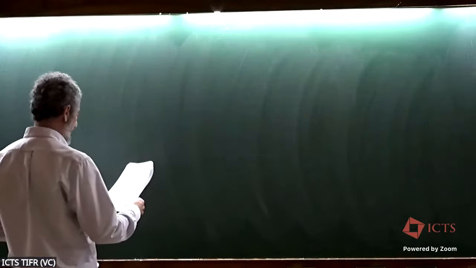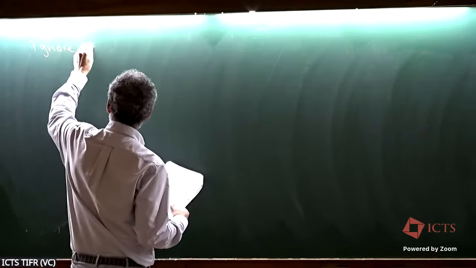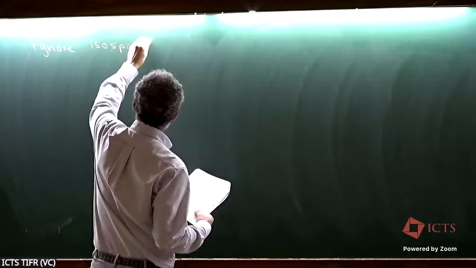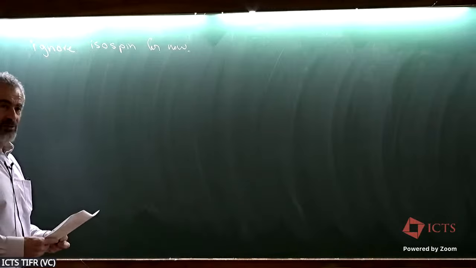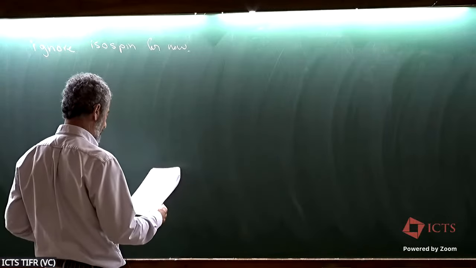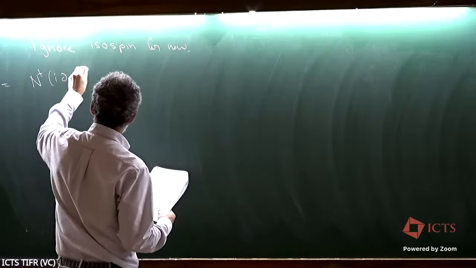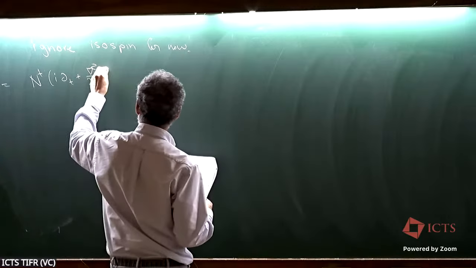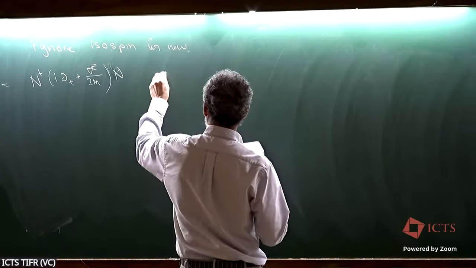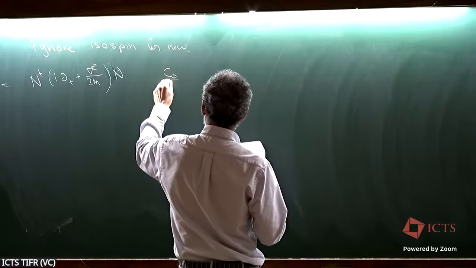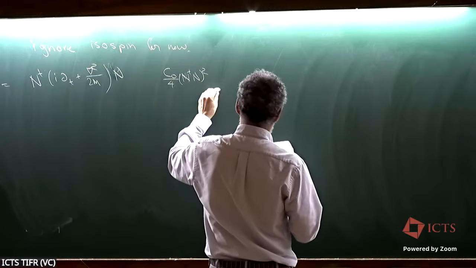So what we're going to do then is I'm going to ignore isospin for now. So I'll just take my nucleons to be spin half fermions of one flavor. We write our Lagrangian as N dagger (i d_t plus del squared over 2m) N, but then we put in our C_0 over 4 (N dagger N) squared. And we'll go farther.